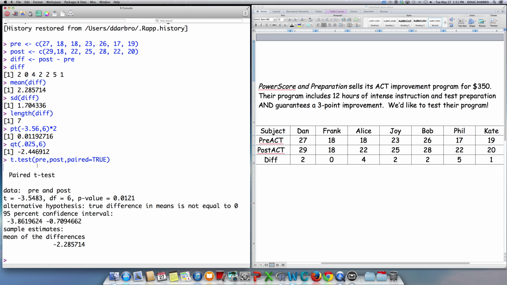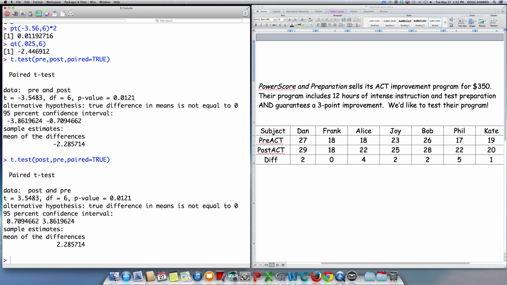So what it does when it runs the t-test is it takes the first score that you put in minus the second score. Well, when you're looking for an improvement, I would always run this as what I'm measuring second, I would run it this way. I think positive numbers are just easier to interpret.